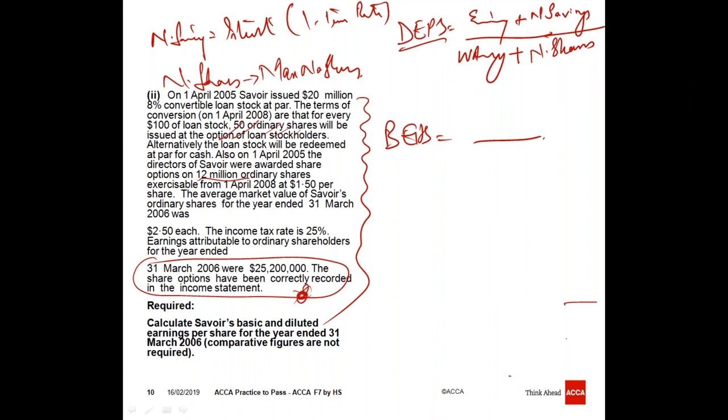Options for the ordinary shares from 1st April 2004 at 1.5 per share. The average market value of each share is 2.5. Income tax is 25. And profit attributable is 25,200. The total number of shares is assuming. Do we have the shares in this question?